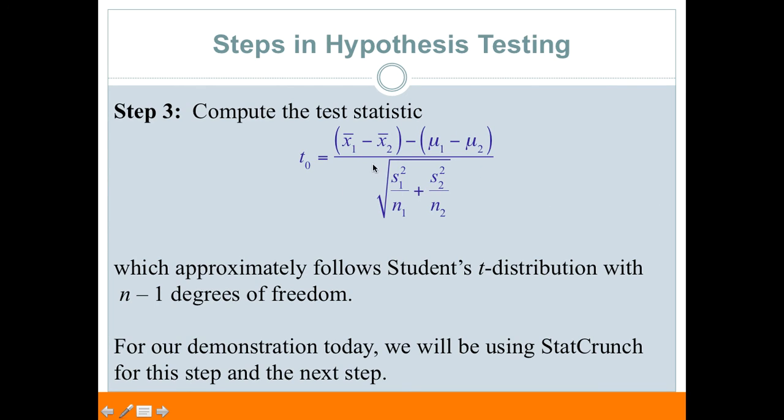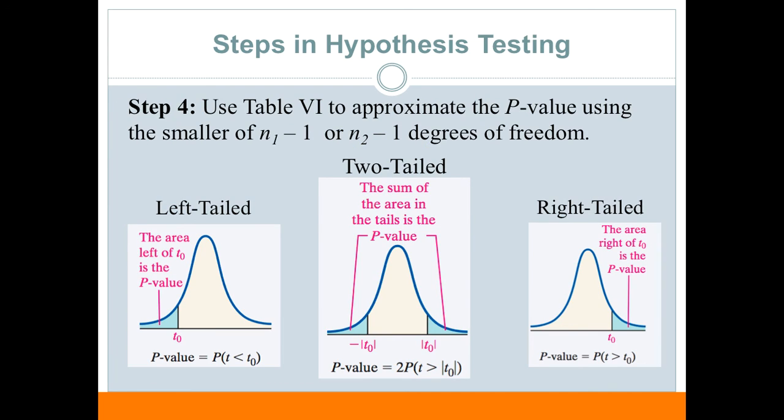Now, it's not too bad to do by hand, but for our demonstration today, we're going to use StatCrunch for this step and the next step. Now, if you were doing this by hand, you would go ahead and use table 6 in order to approximate the p-values. And this would be done basically doing the exact same thing that we did in the last section, where if we have a two-tailed test, we take 2 times our probability. If we have a left-tailed test, you just look it up on your table. If you have a right-tailed test, you have to do 1 minus the table. So in this case, you just have to make sure that your p-values are making sense. But we're going to use StatCrunch today in order to calculate our p-value and our test statistic.